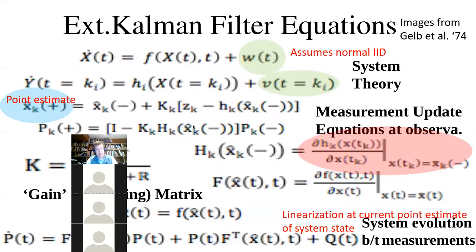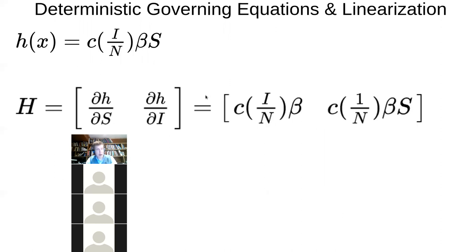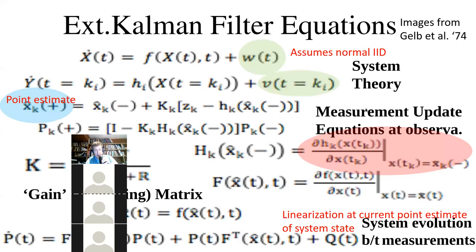Okay, so M here is one. And capital H will be of size M cross N. M is the number of observations, so we'll have one row, and it will have N, the number of state variables, two. It will have two columns, and this is what it is. This is our H of X. This says, given the state, what is our measurement? We only have one of them. And so the linearization of this with respect to S and I is given by this. So that's our linearization capital H here. And that will be used in the gain matrix here.